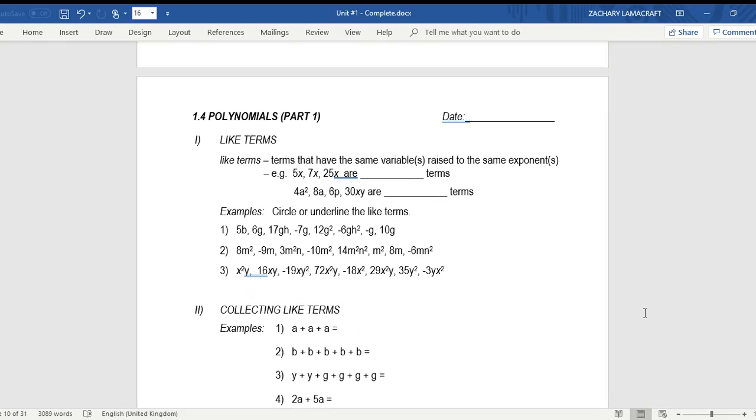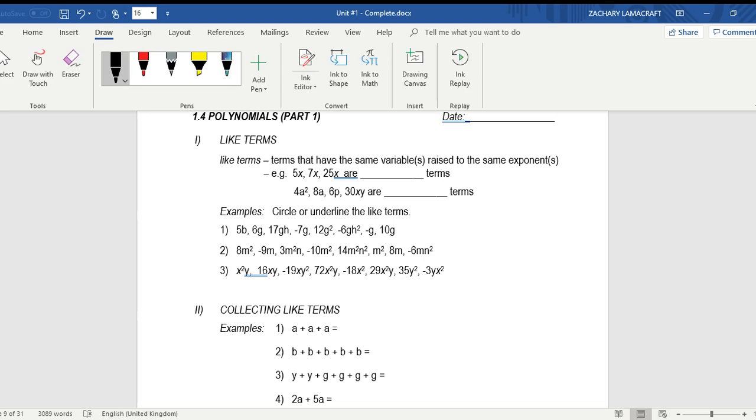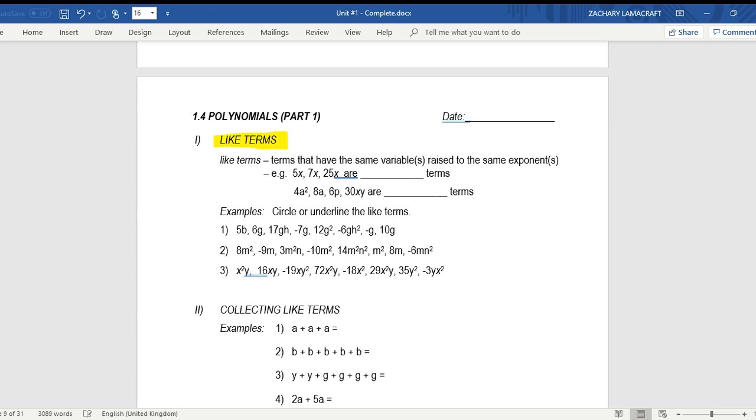All right, guys. So 1.4, we're dealing with polynomials. So polynomials, you'll notice, have a bunch of different things. They're not just numbers, but they may contain letters, they may contain exponents, and we're going to get used to a few terms here that you may or may not remember, or for some of you, it might just be a little bit of a refresher, okay? So we're dealing with like terms.